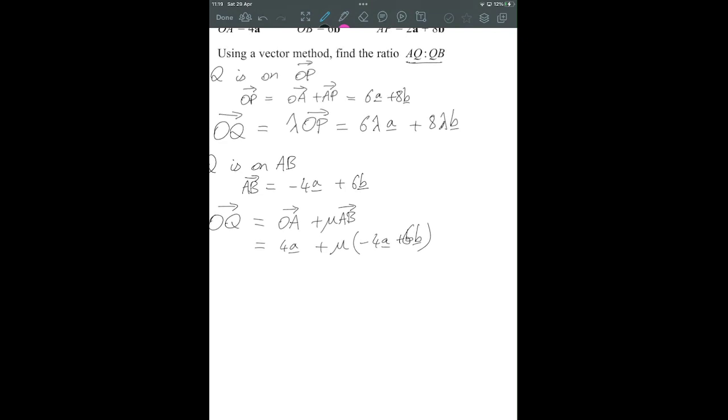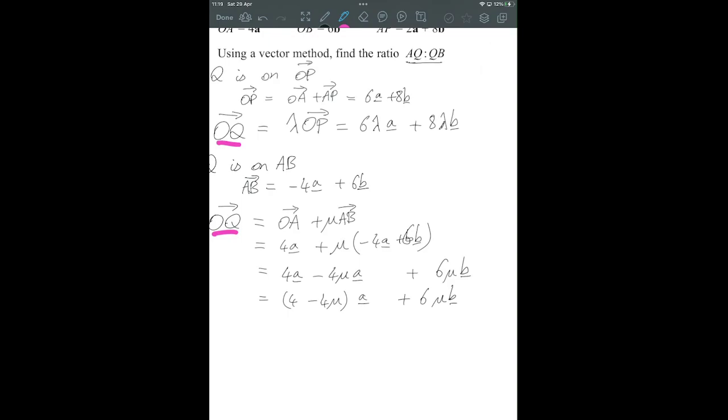Now I'm going to expand out that bracket and collect some like terms. So I've got 4A minus 4 mu A plus 6 mu B, and then I'm going to factorise on the A's. The reason for doing that is I can now compare the OQ that I have up here with the OQ that I've just worked out here. Now these are two different ways of getting from O to Q, but they have to be the same way.